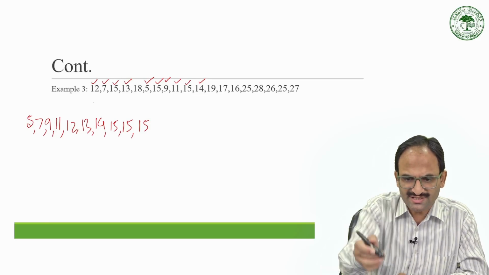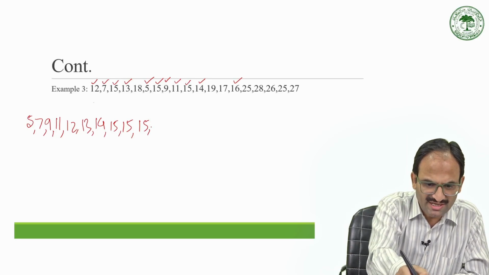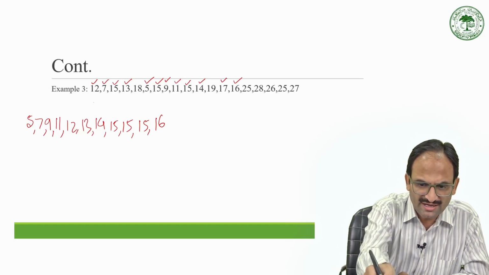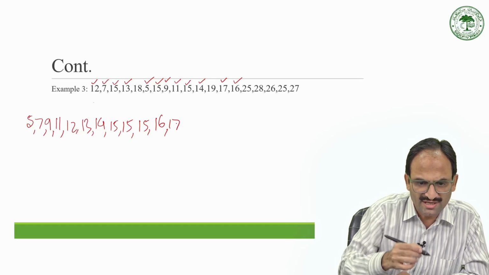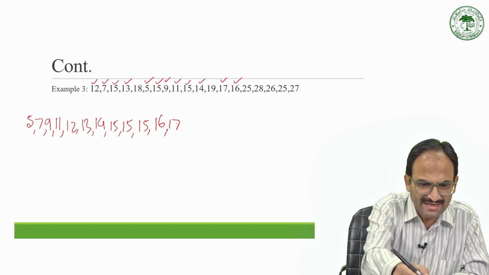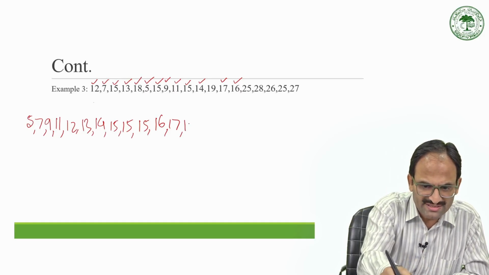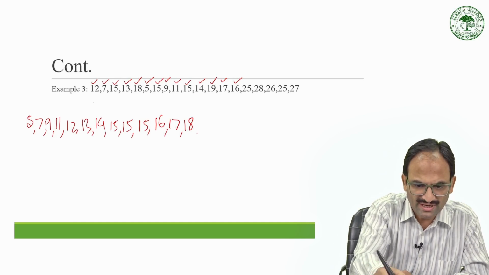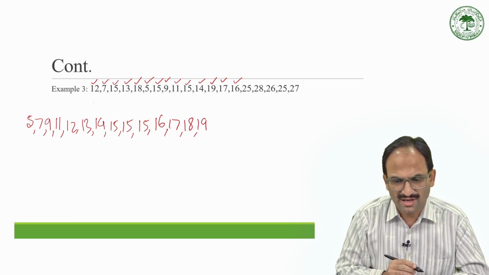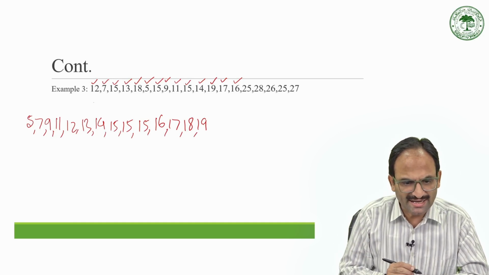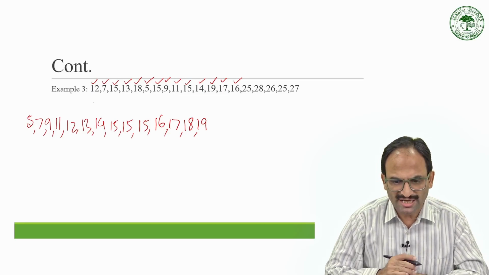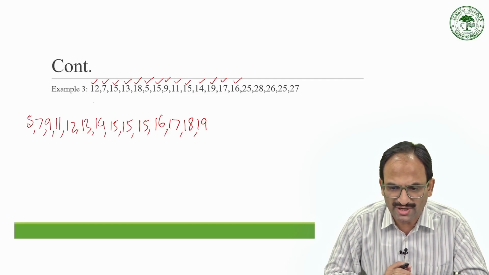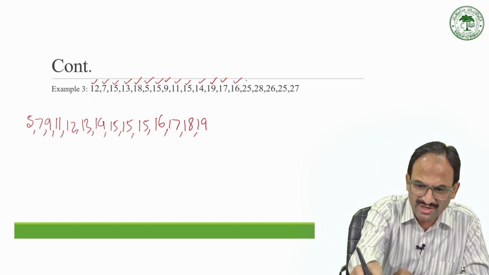Now after 15, see which number is there. 16, it is only once. Then you see 17, again only once. Then you see 18, again only once. Then you see 19, again only once. And then after 19, 20 is not there, 21 is not there, 22 is not there, 23 is not there, 24 is not there. So next number is 25.